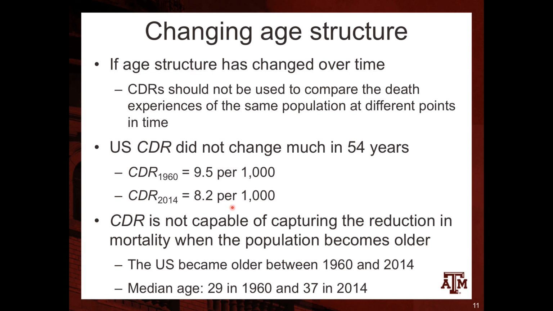The US improved the mortality, so it means that fewer people are dying. We have lower mortality rates overall. But this specific indicator, the crude death rate, is biased by the fact that now the US population is older in 2014 compared to 1960, and older people have higher chances of dying. That's why this number did not drop as much. So the US became older between 1960 and 2014. Just to give you an idea, the median age back in 1960 was 29 years, and in 2014 was 37 years. So exactly because the US population is getting older, and older people have higher chance of dying, the crude death rate did not decline so much in the US.